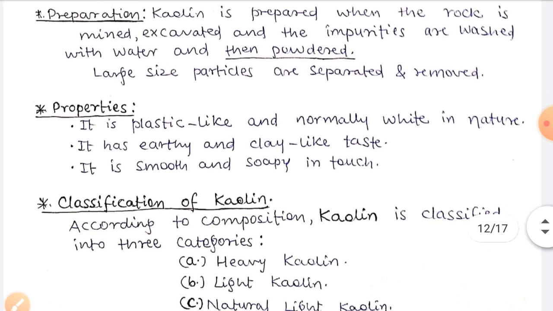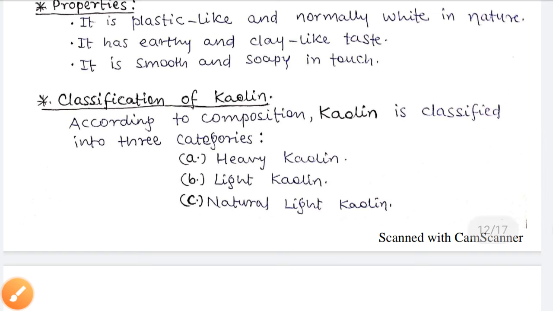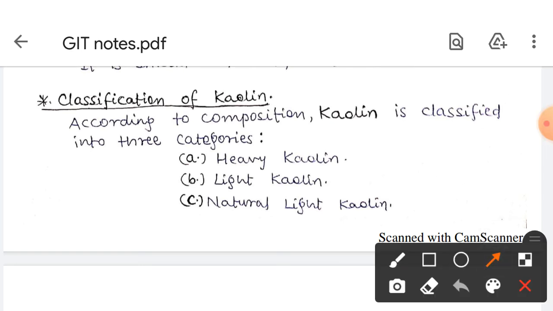Now the properties are, it is plastic like and normally white in nature. It has a clay like taste. It is smooth and soapy to touch. As I told you in earlier classes, kaolin is generally of 3 types. According to the composition, kaolin is classified as heavy kaolin, light kaolin and natural light kaolin.